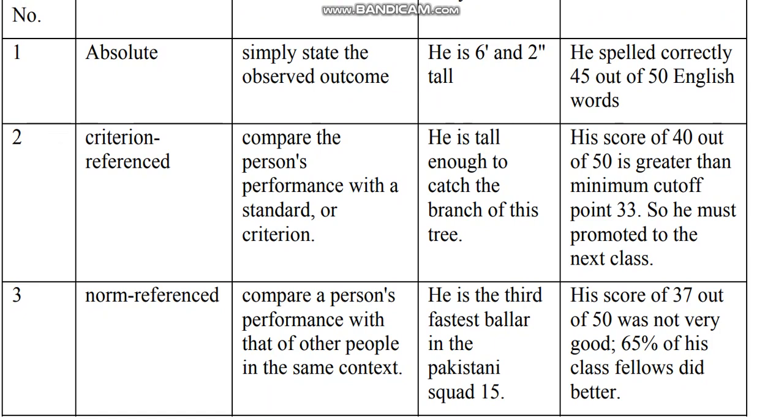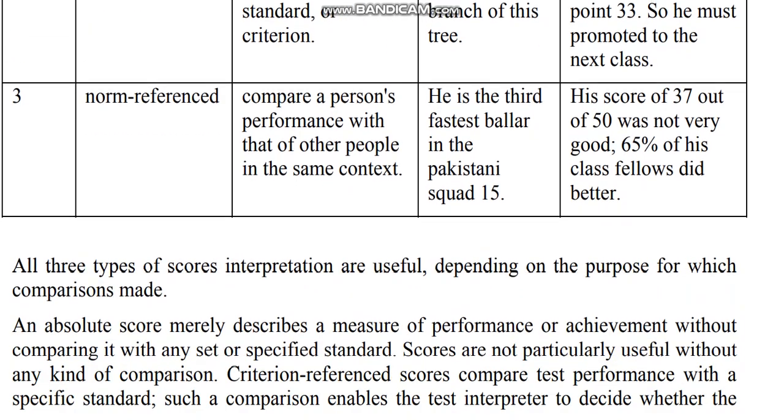Compare a person's performance with that of other people in the same context. He is the third fastest bowler in the Pakistani squad of 15. His score of 37 out of 50 was not very good. 65% of his classfellows did better.